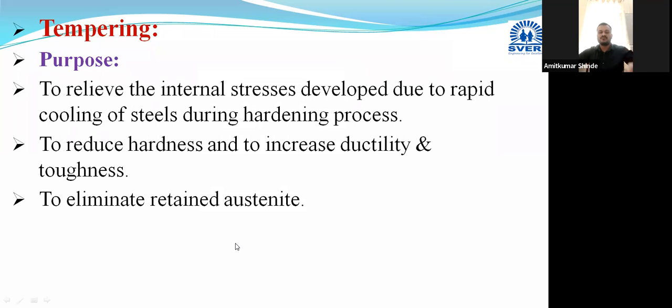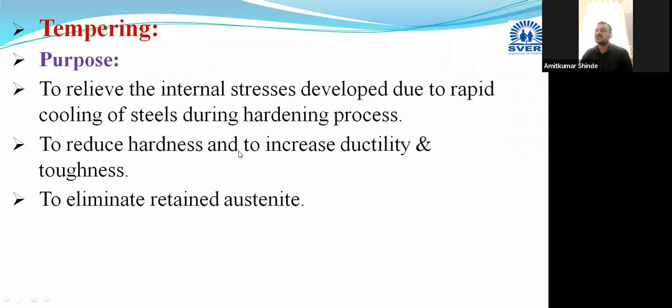Now we will move towards the next heat treatment process, that is tempering. After completing the hardening, from the high temperature zone we directly collect the sample and quench it in water. Due to the sudden temperature change, this very high gap in temperature change, internal stresses will get created.